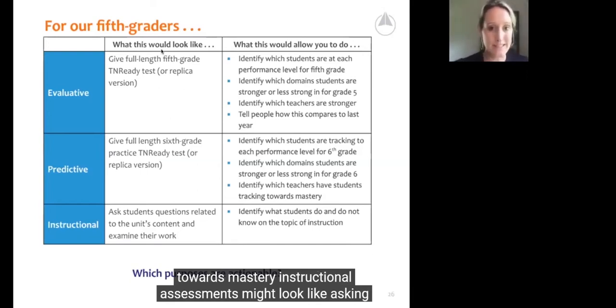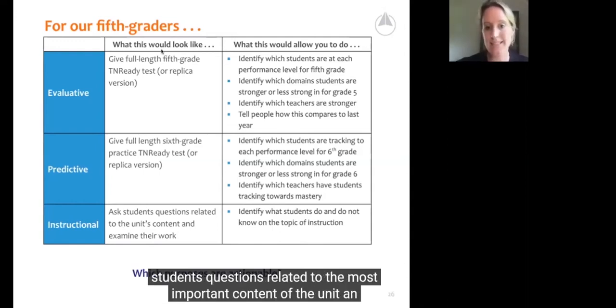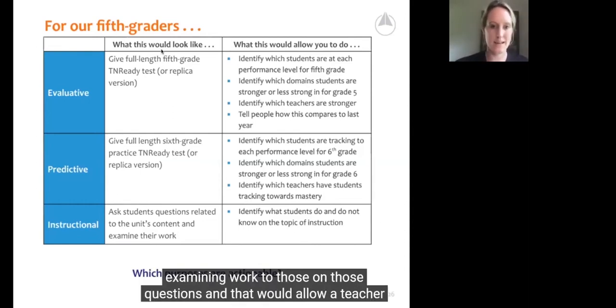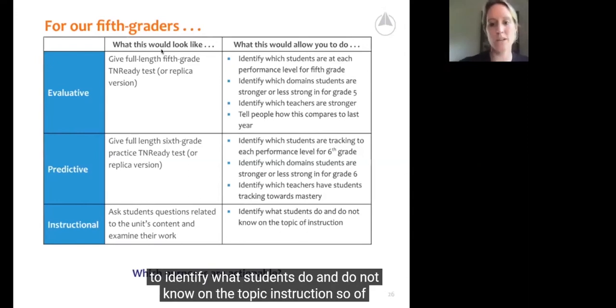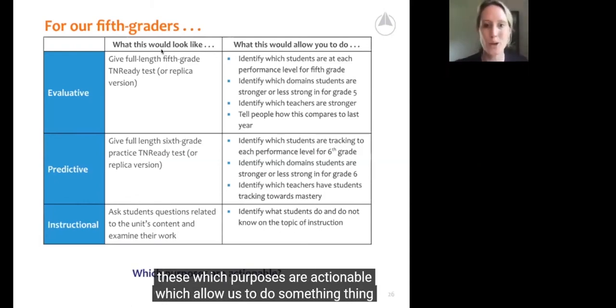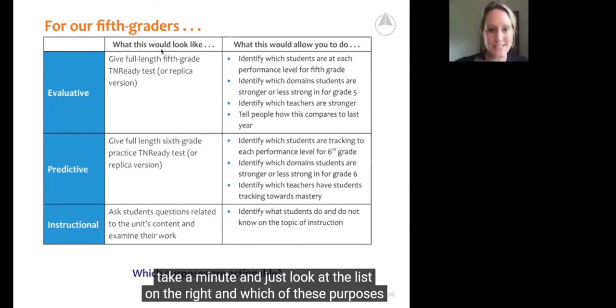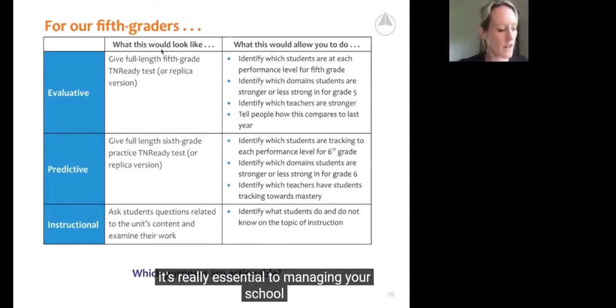Instructional assessments might look like asking students questions related to the most important content of the unit and examining work on those questions. And that would allow a teacher to identify what students do and do not know on the topic of instruction. So of these, which purposes are actionable? Which allow us to do something significant? Take a minute and just look at the list on the right, and which of these purposes is really essential to managing your school?